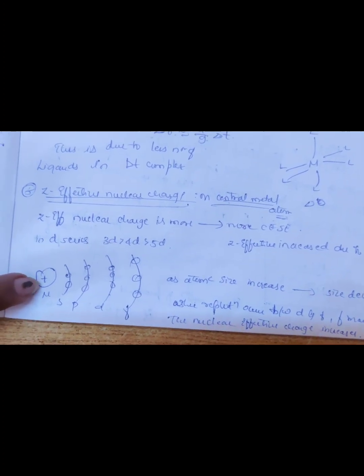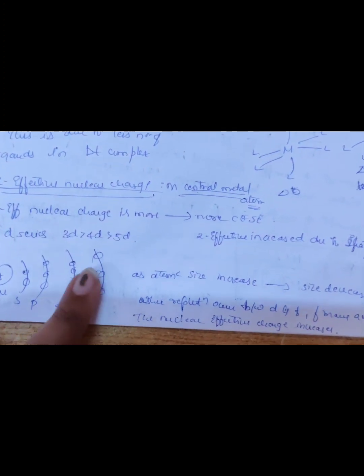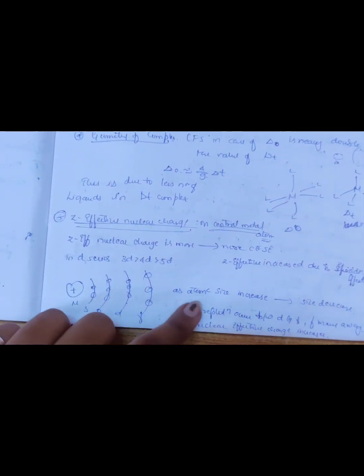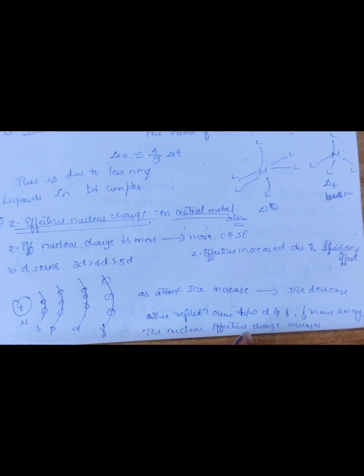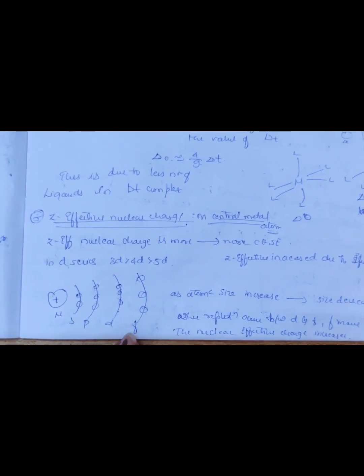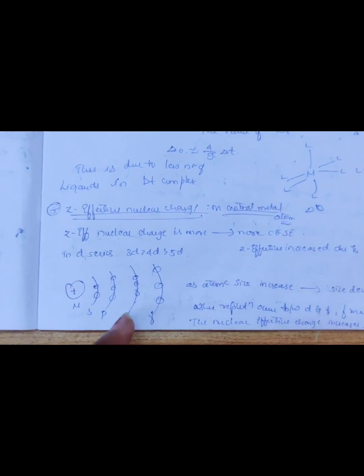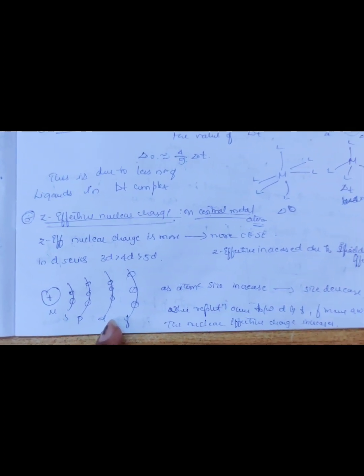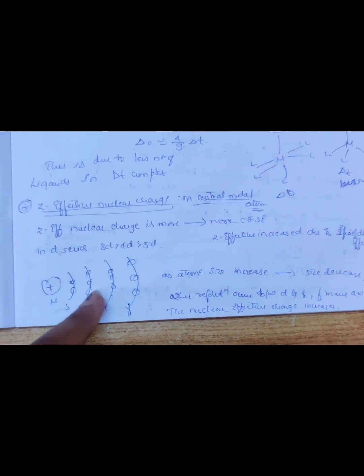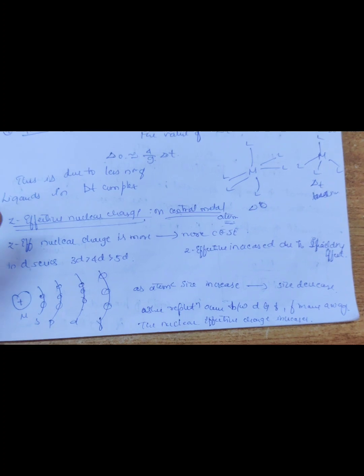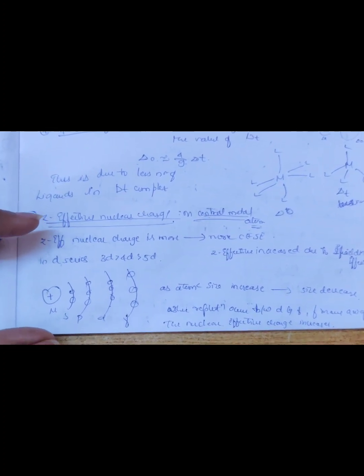Here are the s, p, d, f shells. As the atomic size goes on increasing, the Z effective nuclear charge goes on decreasing. When repulsion occurs, the d and f orbitals move away and the Z effective nuclear charge increases on the d orbitals. This is the explanation of Z effective nuclear charge.